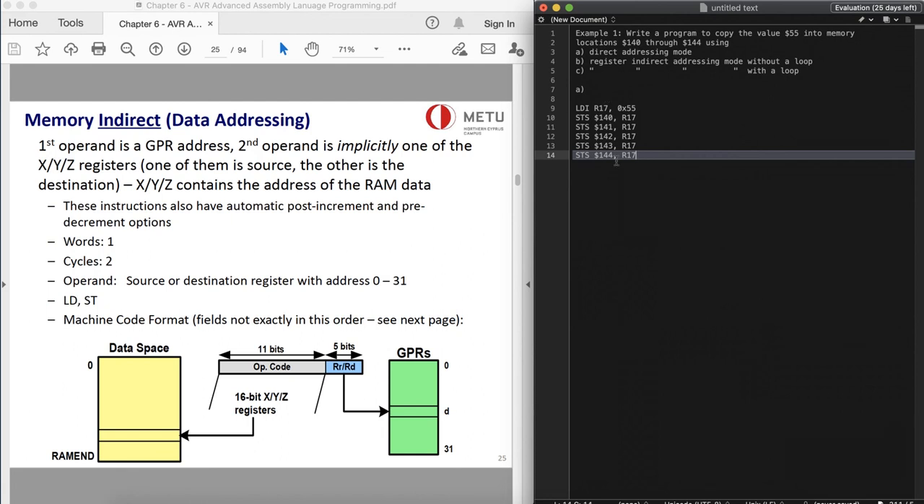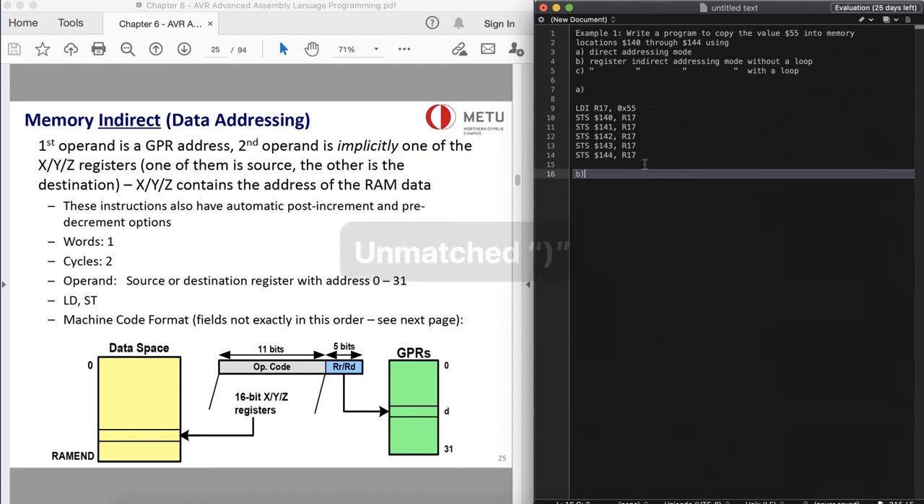We just use STS for each of them, and we can just store the values over there. You can use a loop over here as well. Without any problem, you can define a counter, and as you are going to store it into 4 or 5 locations, you just decrement the counter by 5, and then you end up storing the value of R17 into these locations.